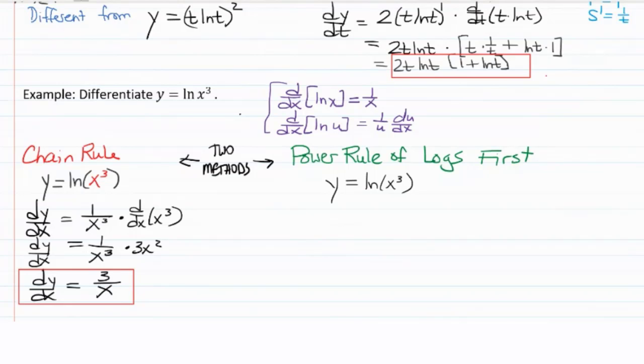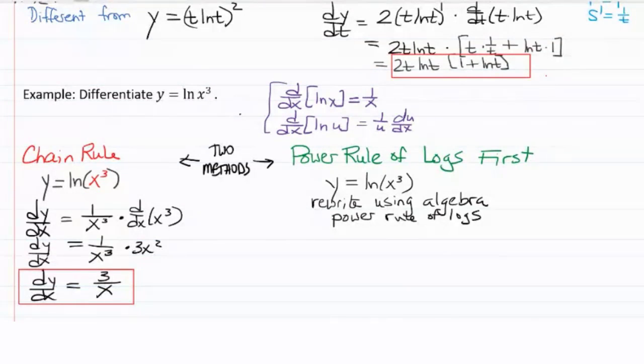But instead of going ahead and differentiating, as we often do, we're going to rewrite using algebra, specifically the power rule of logs. So instead of y equals natural log of x cubed, this would become y equals what? Very good, 3 natural log of x. All right, so notice we have not done any calculus.